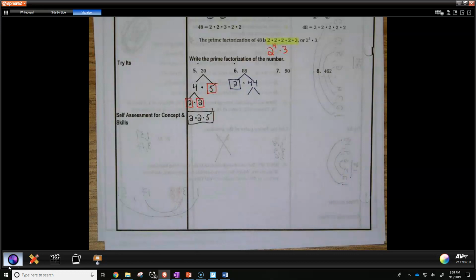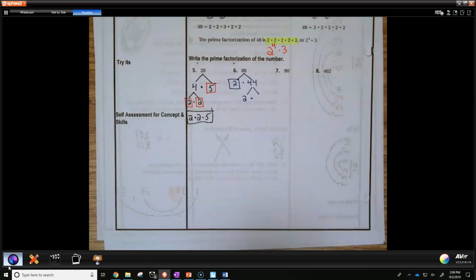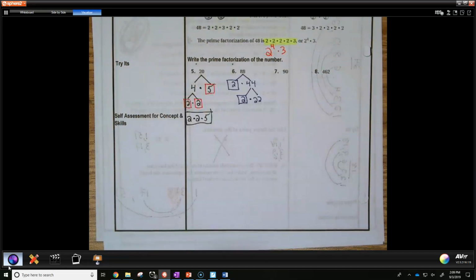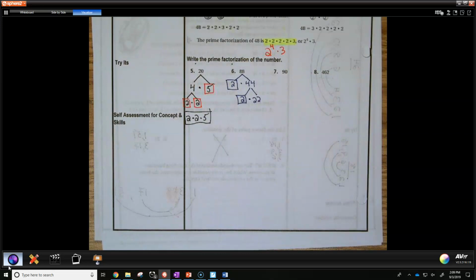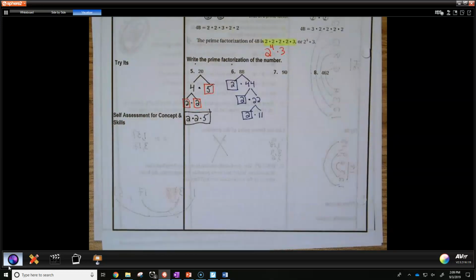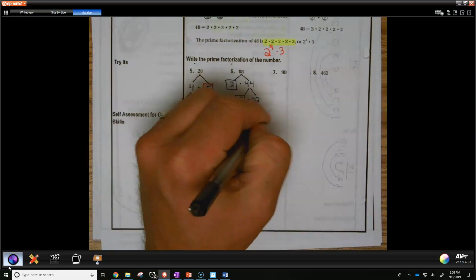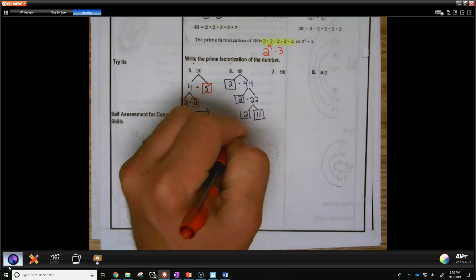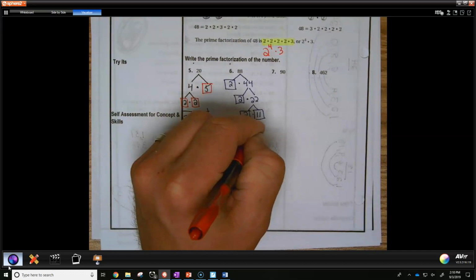I heard 2. I could do a 2 in there. 2 times what? 22. 2 is prime. 22 is 2 times 11. 2 is prime. 11 is prime. So now I'm done, because I got all primes left. All my numbers are prime. Everett, follow along. So I have 2 times 2 times 2 times 11.